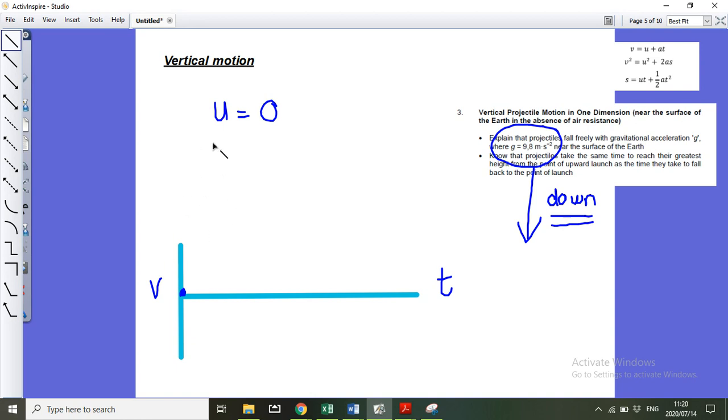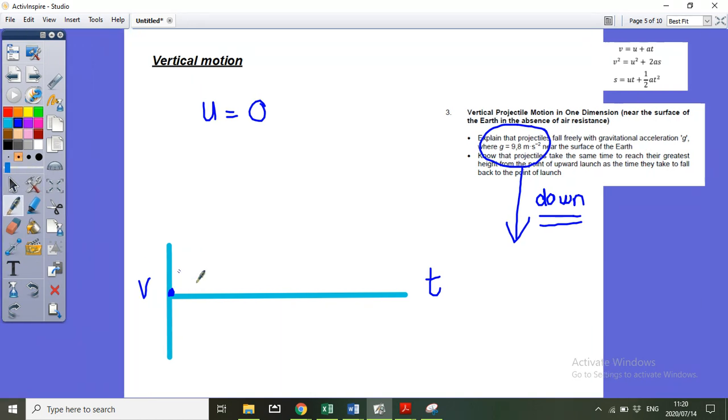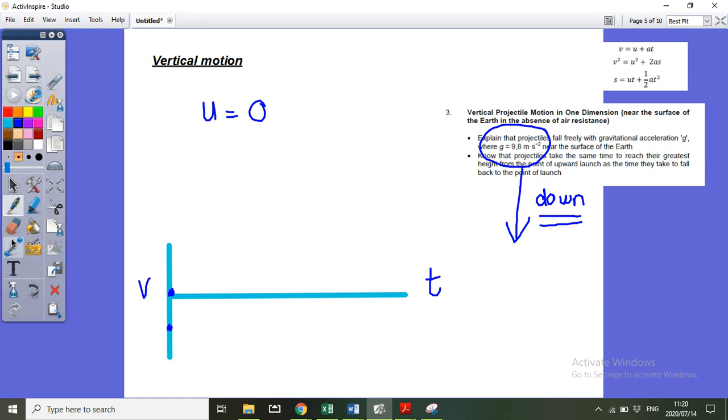Now, if we're saying that the object is thrown downwards, and we still decide that down is positive, well, let's make down negative now. So let's say down is negative, and that means we're starting with a velocity downwards that is negative. Then my velocity is going to increase in the negative direction.